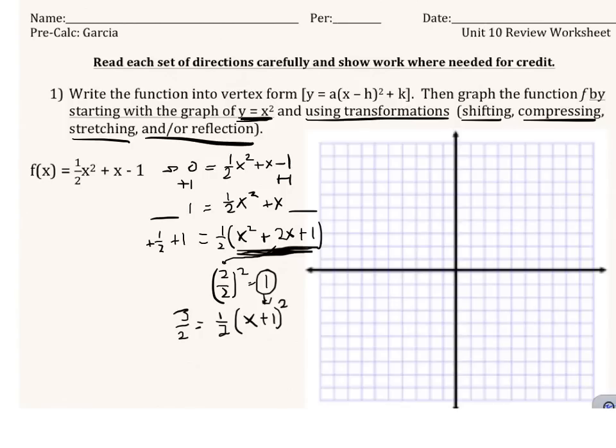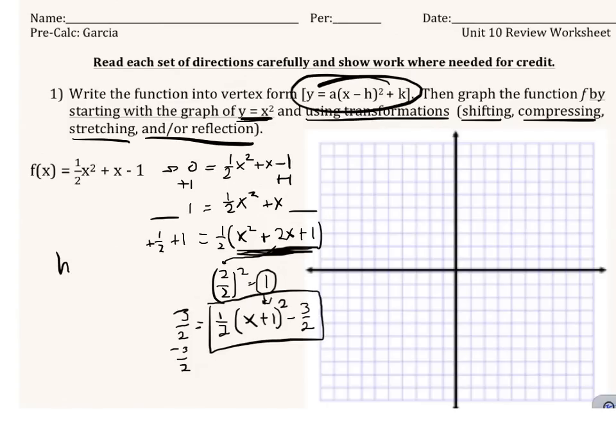Alright, and then we're going to subtract the 3/2 back over so that we have our final function. So this becomes our vertex form that we were looking for. So that means that h equals -1 and k equals -3/2, and a, the coefficient in front, is 1/2. Well, this is telling me right here that we're going to sort of stretch and flatten out our parent function.